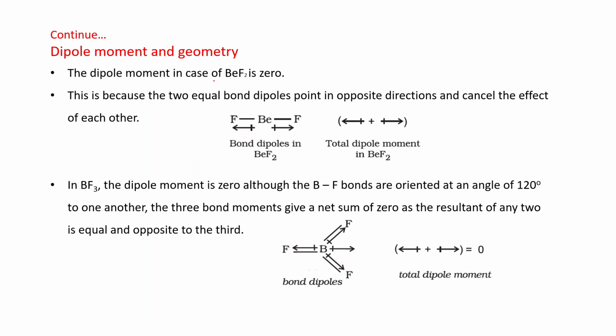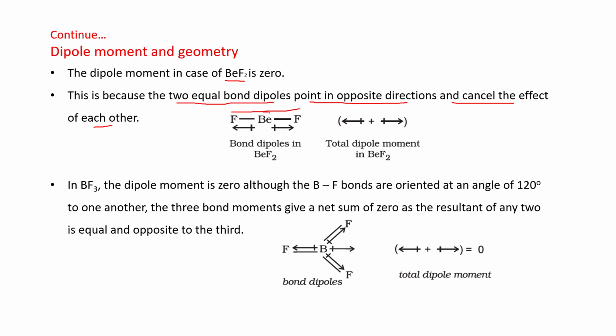The dipole moment in case of BeF2 is 0. How can we explain it? This is because the two equal bond dipoles point in opposite directions and cancel the effect of each other. Again, we can say that BeF2 is a linear molecule.